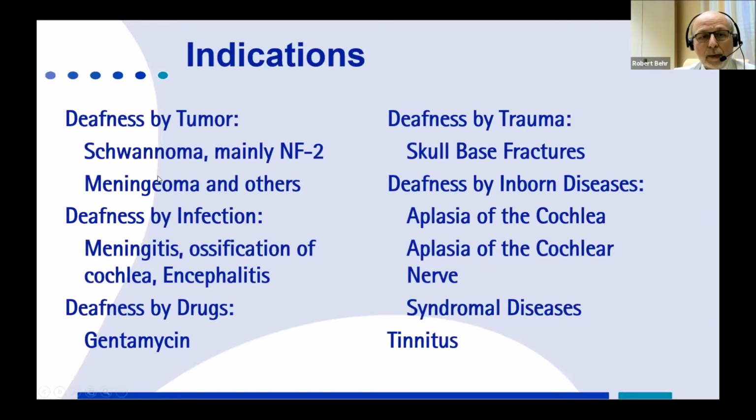Of course, deafness induced by a tumor, schwannoma, mainly in NF2 patients. Some cases also have meningiomas, but very rarely. There is deafness by infections, for example, meningitis with an additional ossification of the cochlea, or encephalitis, and then a cochlear implant is no longer possible because of the ossification. Deafness by drugs, by trauma, by inborn diseases, and that's what you addressed in the Mentimeter question: aplasia of the cochlea or aplasia of the cochlear nerve, hypoplasia. Syndromal lesions, for example, Charge syndrome. And in some rare indications, there's a study at the moment going on for untreatable tinnitus. So these are the main indications. And of course, the focus is NF2 and aplasia of the cochlea or the cochlear nerve.